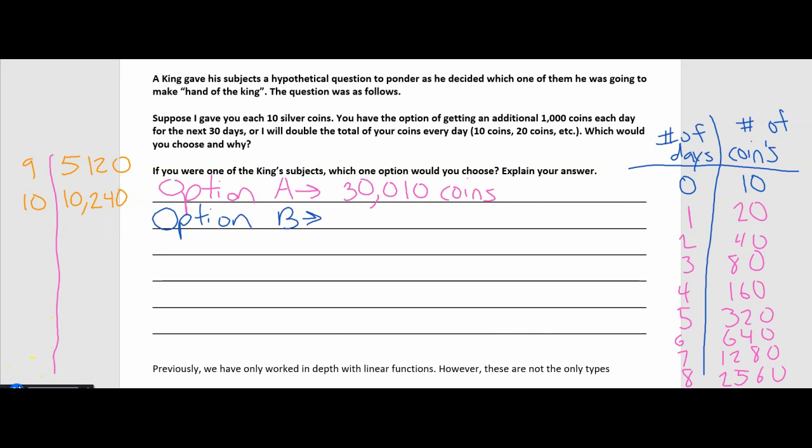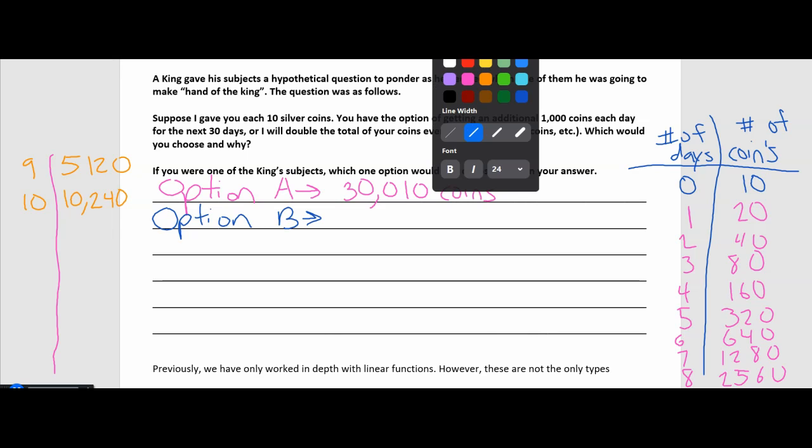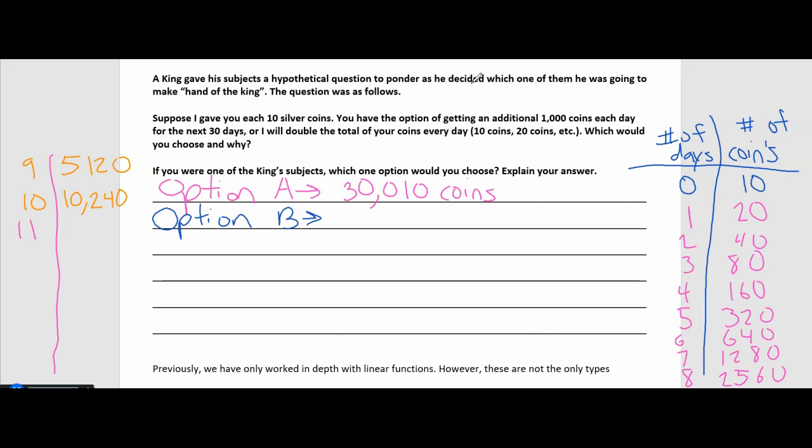And actually, right around 10 days is when you have about the same amount with both options, right? If you were doing option A, well, after 10 days, you'd have 10,000 coins plus your additional 10. So 10,010 coins. So it seems like they're about even at 10 days. Well, now though, if you keep going and you do the next 10 days, you're going to see that option B, the number of coins starts to grow very, very quickly.